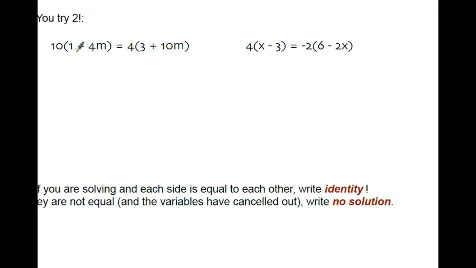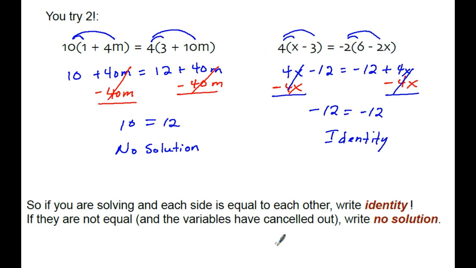You try the following. 10 times (1 plus 4m) equals 4 times (3 plus 10m), and 4 times (x minus 3) equals negative 2 times (6 minus 2x). Go ahead and try those two, and then I'll give you the answers. Alright guys, here are the answers to the problems, so go ahead and look at them. You can see the first one is no solution, and the second one is an identity.